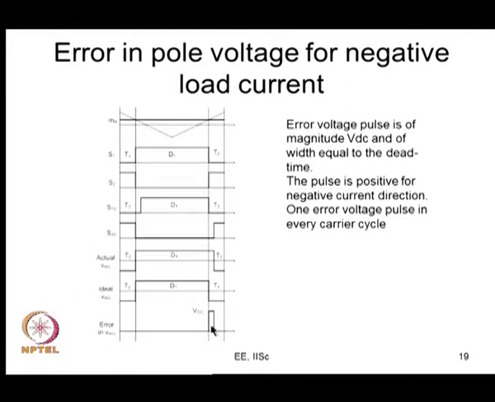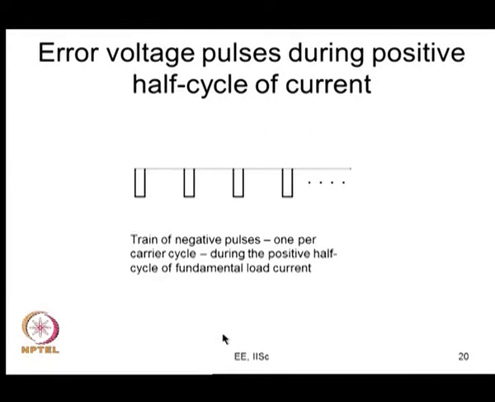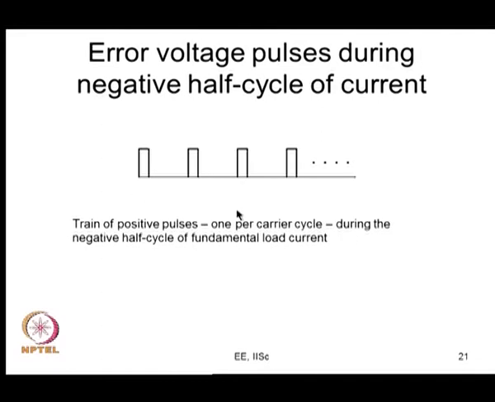The difference between the two will be VDC. So, for the so-called negative direction of load current, your error voltage pulse is positive. Therefore, you get a train of negative pulses during the positive half cycle of current, one error voltage pulse in every carrier cycle. Again, if you look at the negative half cycle of the current, you get one positive error voltage pulse in every carrier cycle.